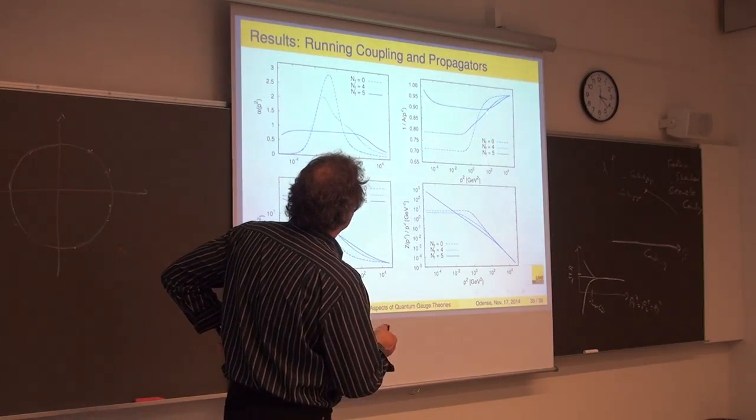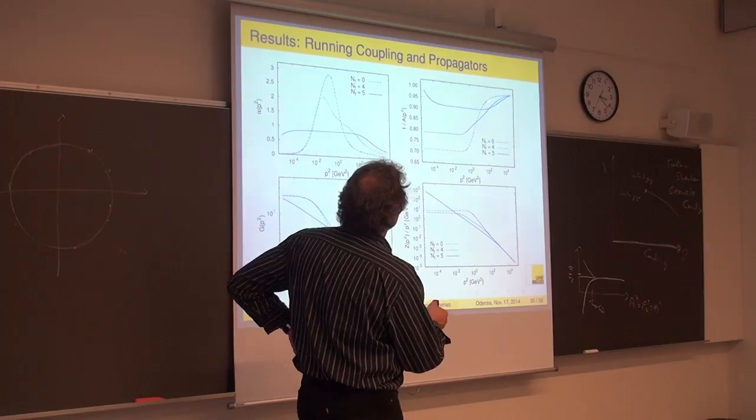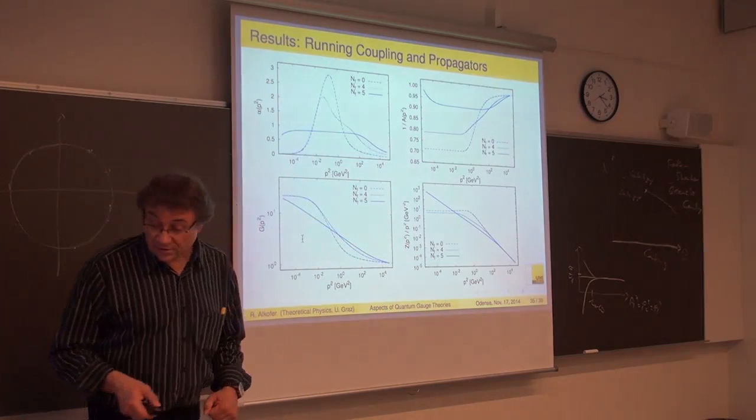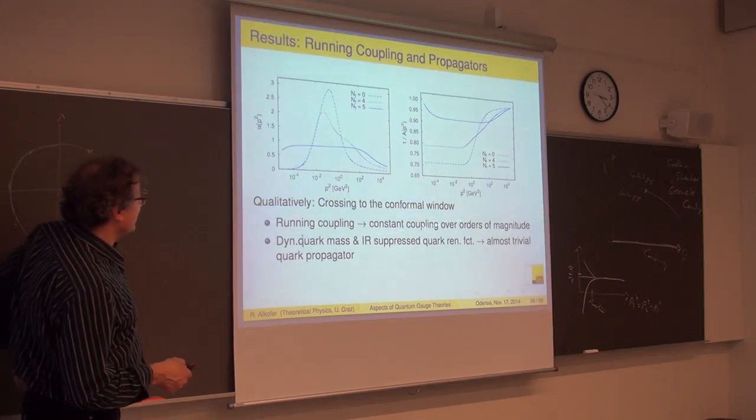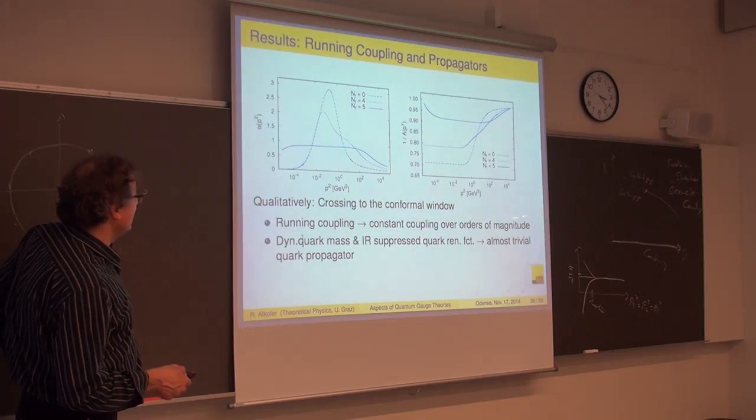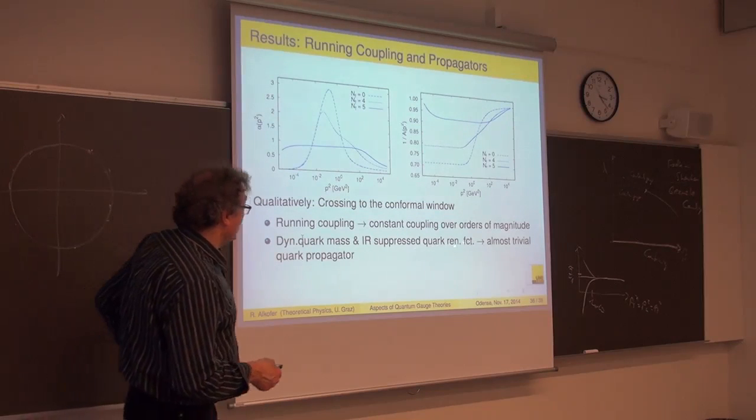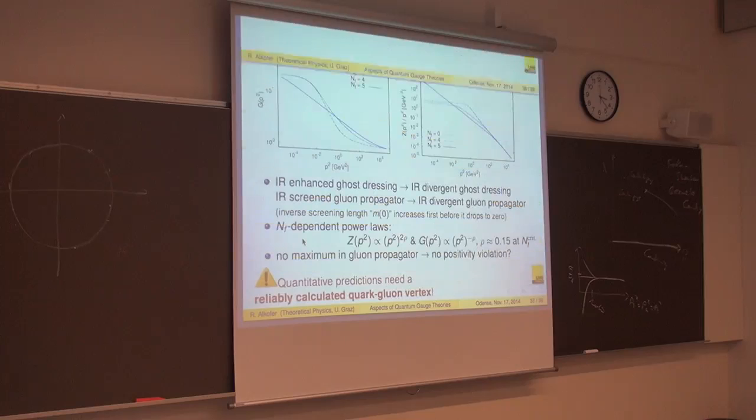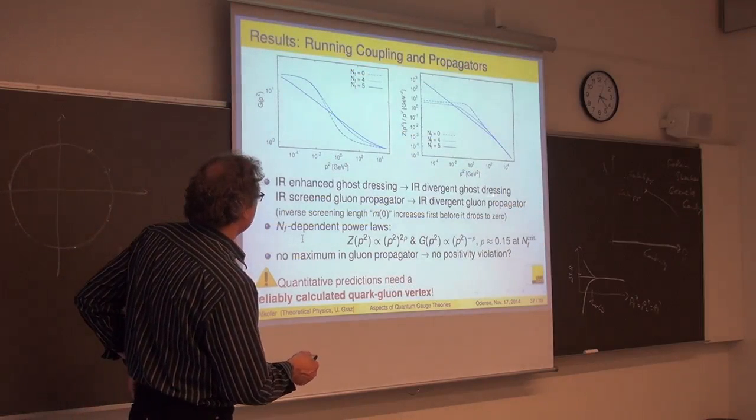And as said, for 5 flavors the quark mass is 0, and the quark renormalization function has a deviation of maximally 10% from 1. So what we see there in the conformal window is that the running coupling becomes constant over orders of magnitude. The dynamical quark mass goes away. We have an infrared suppressed quark renormalization function, which means we have an almost trivial quark propagator. Then we see that the infrared enhanced ghost propagator becomes an infrared divergent ghost propagator.